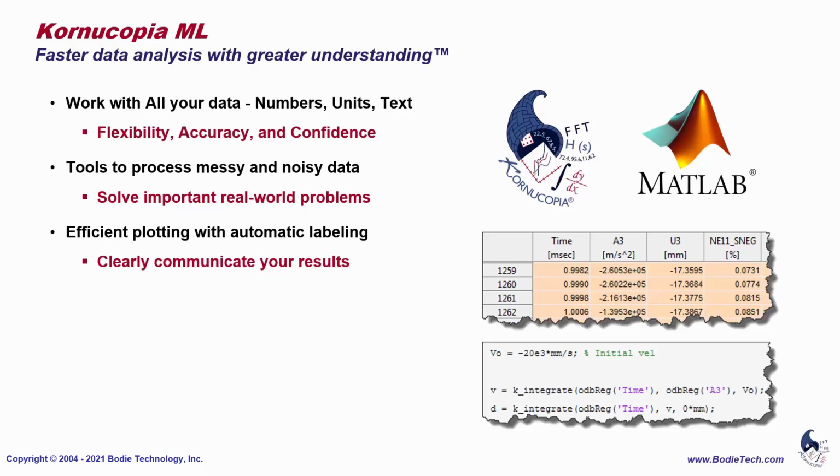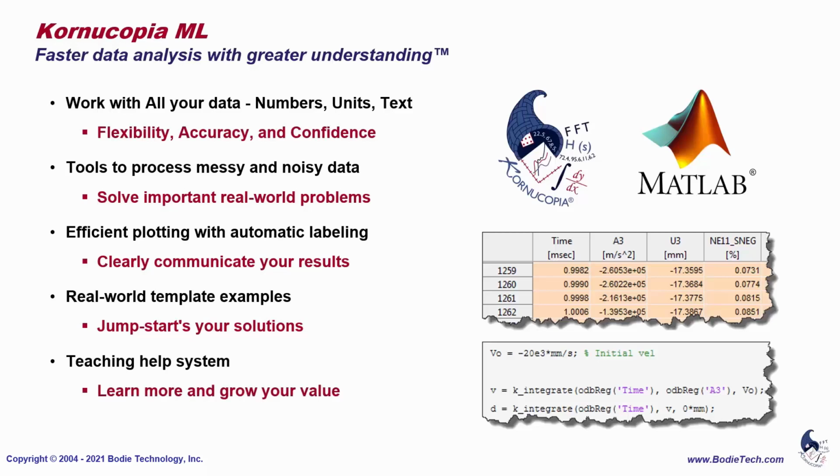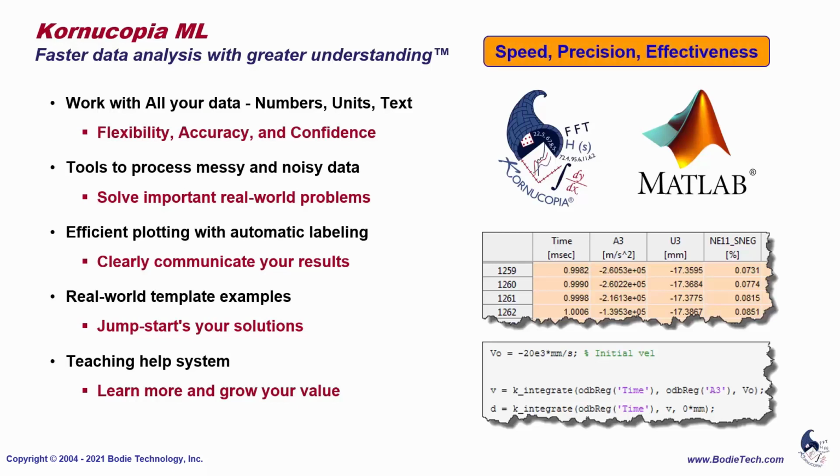With efficient plotting that has automatic labeling, you can quickly and clearly communicate your results. And our real-world template examples allow you to jumpstart your solutions. This is all supported with a teaching help system that allows you to learn more and grow your value. Kornucopia ML improves the speed, precision, and effectiveness of you and your team.